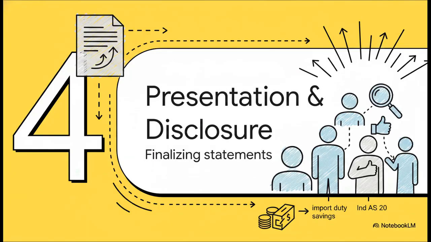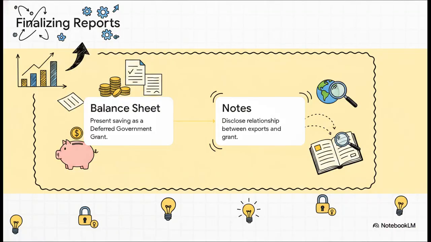Section 4. Presentation and disclosure. Let's finalize those financial statements. When you're building your final reports, you have to present the duty saving as a deferred government grant right on the balance sheet. But throwing numbers on a page isn't enough. For total transparency, you absolutely must disclose in your notes the precise relationship between satisfying that export obligation and the corresponding movement of the deferred government grant.